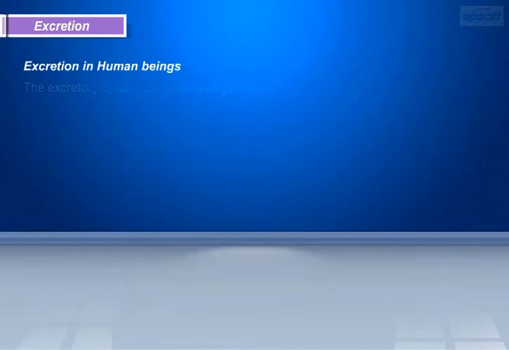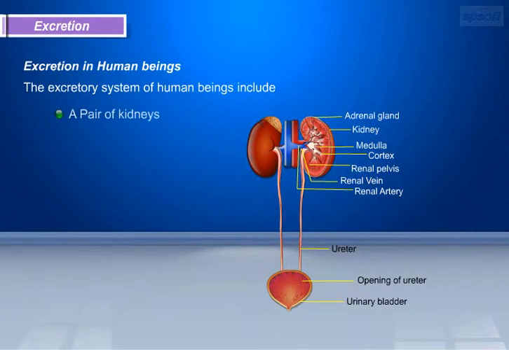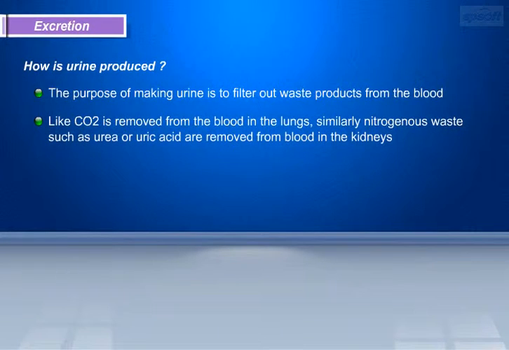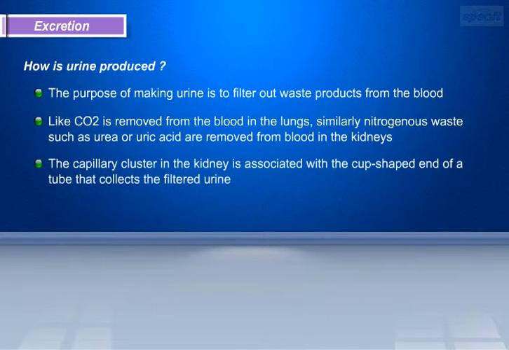The excretory system of human beings includes a pair of kidneys, a pair of ureters, a urinary bladder, and a urethra. How is urine produced? The purpose of making urine is to filter out waste products from the blood. Like carbon dioxide is removed from the blood with the help of lungs, similarly nitrogenous waste such as urea or uric acid are removed from blood with the help of kidneys. The capillary cluster in the kidney is associated with the cup-shaped end of a tube that collects the filtered urine.